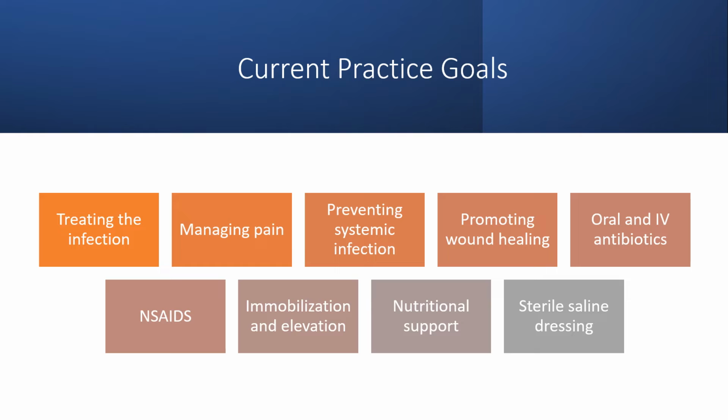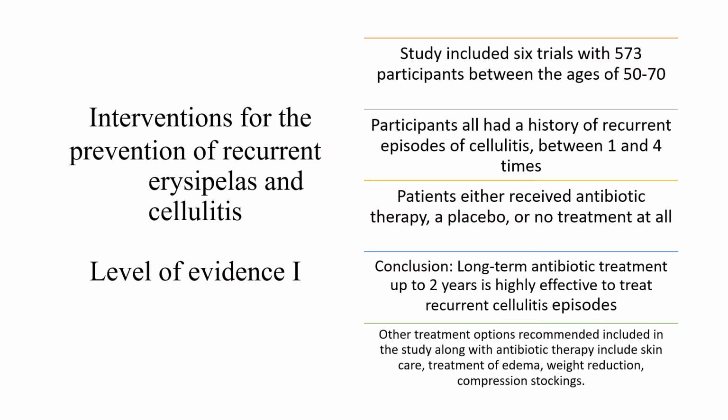Deep vein thrombosis can present like cellulitis, so a lot of times an ultrasound is recommended to rule out any blood clots. And then in more serious cases, surgery might be required, so debridement of necrotic tissue, a fasciotomy, or even amputation might be necessary. So my first current literature article is Interventions for the Prevention of Recurrent Erysipelas and Cellulitis.